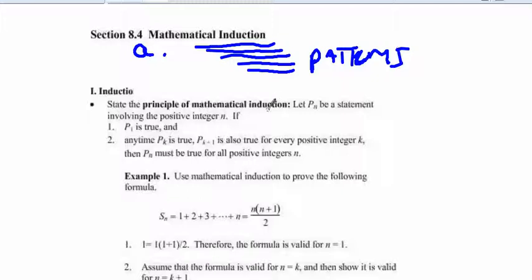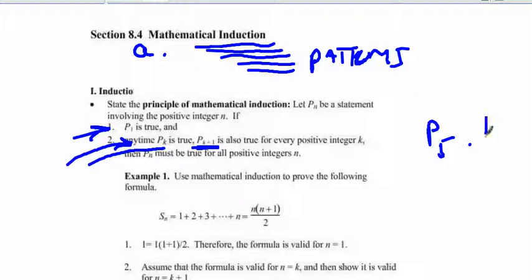So, state the principle of mathematical induction. Let P of n be a statement involving the positive integers n. If P of 1 is true, so you establish that the first one is true, and then anytime P of k is true, that is some random one, and the one after it, P of k plus 1, so that might be the fifth term and then the sixth term. If you can establish that the fifth and sixth and seventh seem to work, then you can probably say that P of n works all the time. And that's the concept of mathematical induction.